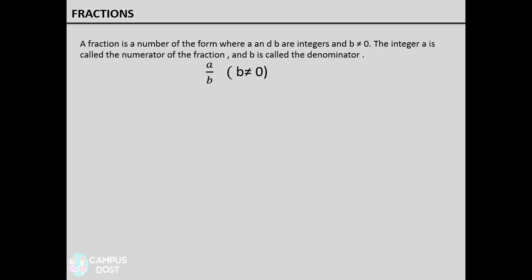In this lesson, we will examine some important properties of fractions. A fraction is a number of the form a over b, where a and b are integers and b is not equal to 0. The integer a is called the numerator of the fraction and b is called the denominator. Now, let's see the properties of fractions.